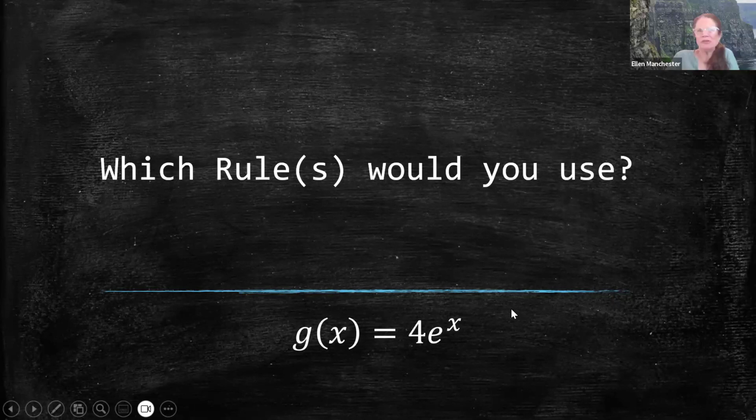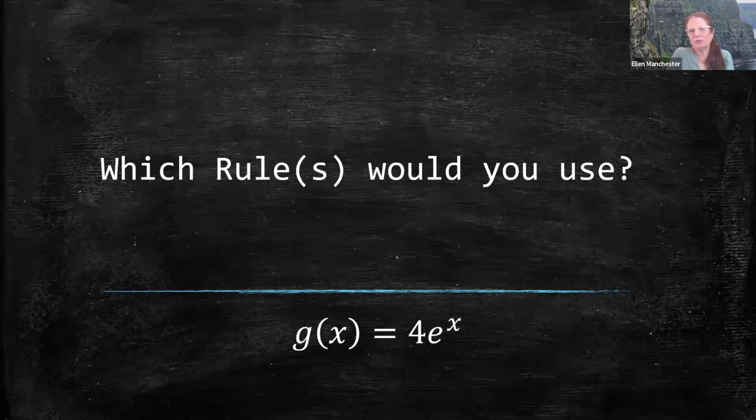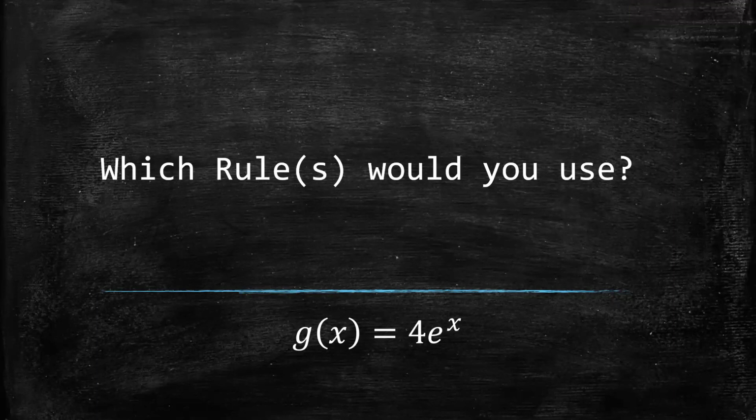So Nathaniel, what we're doing is we're just identifying which rule you would use to find the derivative. So your choices are, you have those 4 special rules, the product rule, the quotient rule, or the chain rule, or a combination. This one is one of the 4 special derivatives.